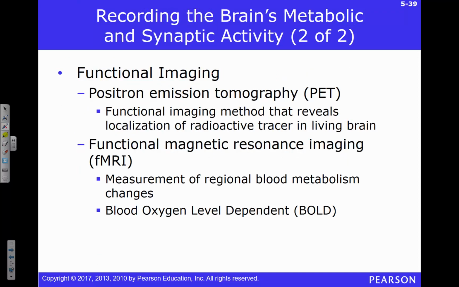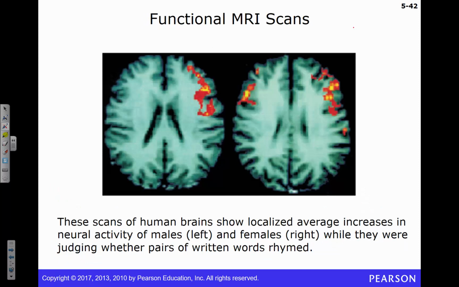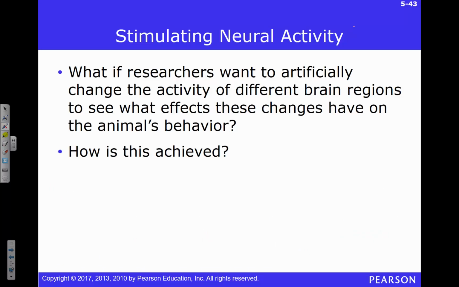All right. We already talked about fMRI a little bit. A lot of this is related to blood metabolism changes, not too big of a deal. Don't worry about the FOS protein, but it's the same idea. PET scans, MRI. Sometimes we don't just want to see what you can make your brain do, but we want to make it do things, right?